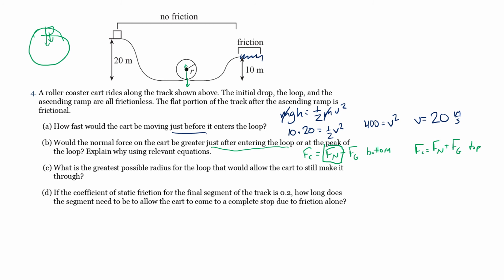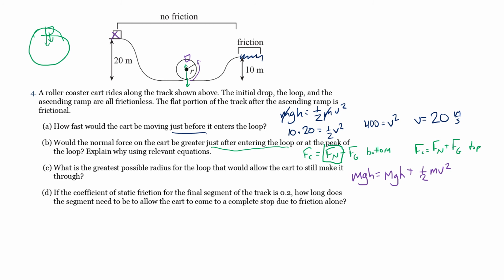What's the greatest possible radius for the loop that would allow the cart to still make it through? All right, you have to be careful with this one. You can't just jump to your centripetal equation, because as you're going up, you're going to be slowing down. So what we know is mgh of here, that spot, is going to equal mgh here plus 1/2 mv squared. All right, so far so good.